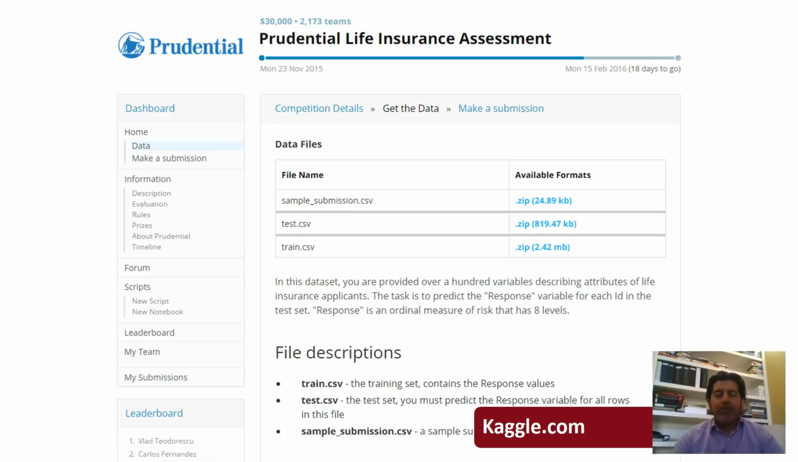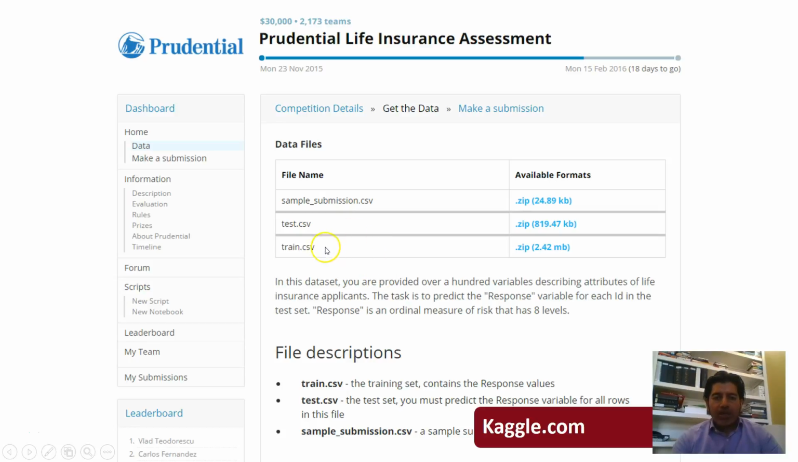other examples here are a few business contests, interesting ones that I've seen on Kaggle in the past. This is by Prudential Life Insurance Assessment. And basically, you can see out here that they provide the contestants with 3 data sets. This basically is a training data, right? It's pretty large. You can see 2.42 MB. And in this data set, you're provided over 100 variables describing attributes of life insurance applicants. And the task is to predict the response variable for each ID in the test set.